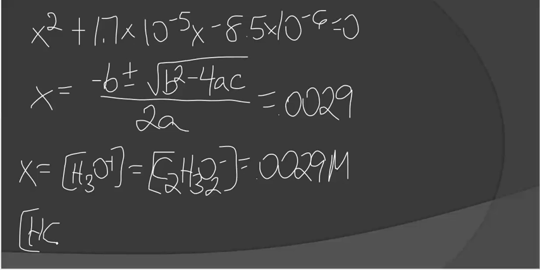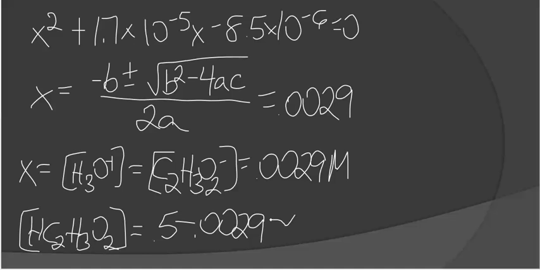Acetic acid is equal to 0.5 minus x, which for all practical purposes comes out to 0.5 when we go to sig figs. So the concentration of acetic acid doesn't really change. So we have the concentrations of hydronium, acetate, and acetic acid.